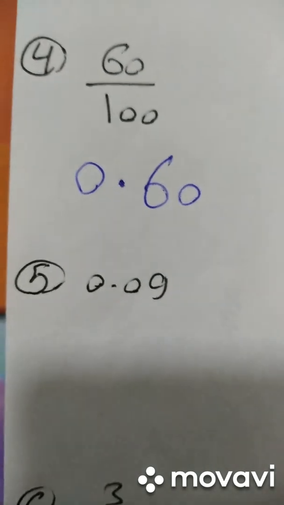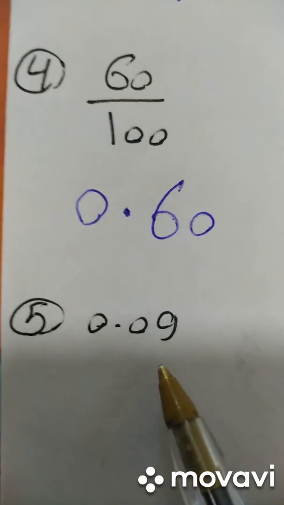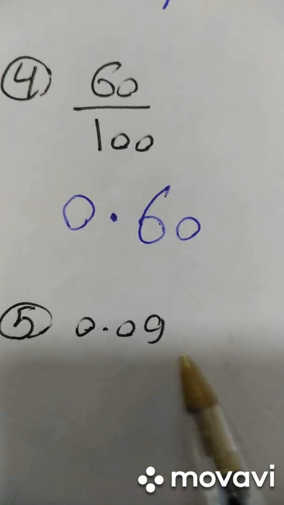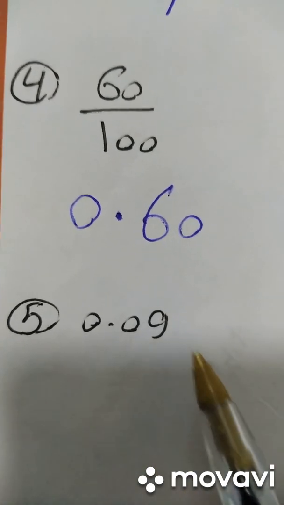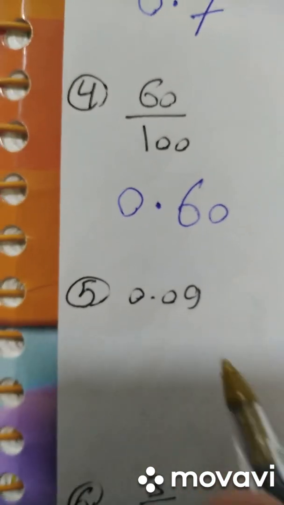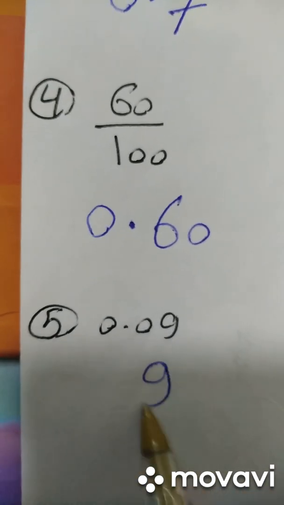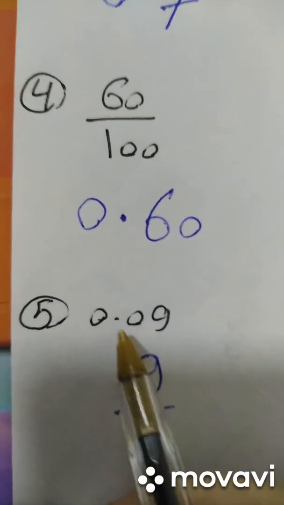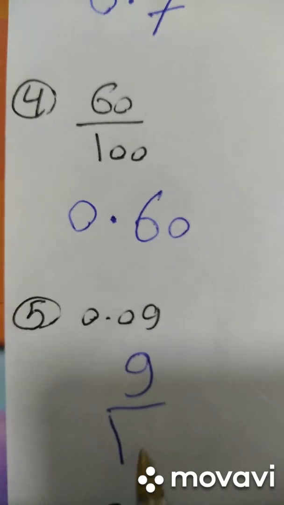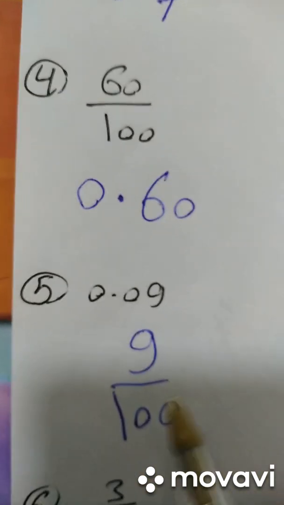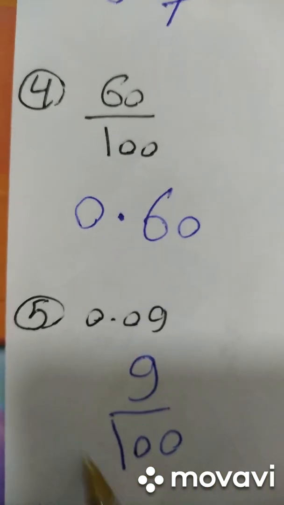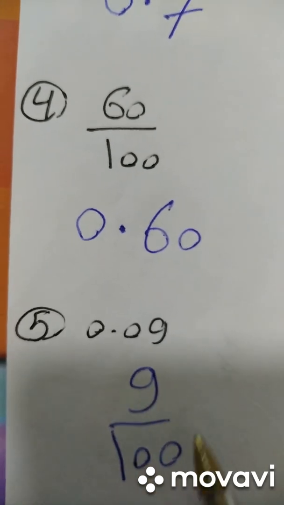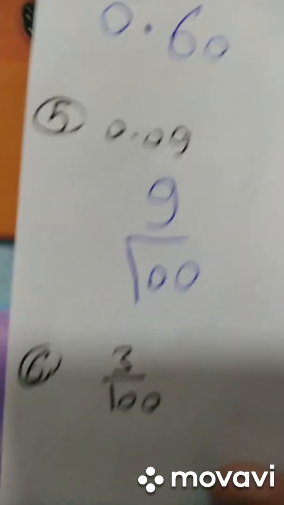Number 5, 9 hundredths. Yes, in a decimal form. Now we want to rename it as what? As a fraction. So it will be 9 over what? Over 100. It will be 9 hundredths in the form of a fraction.